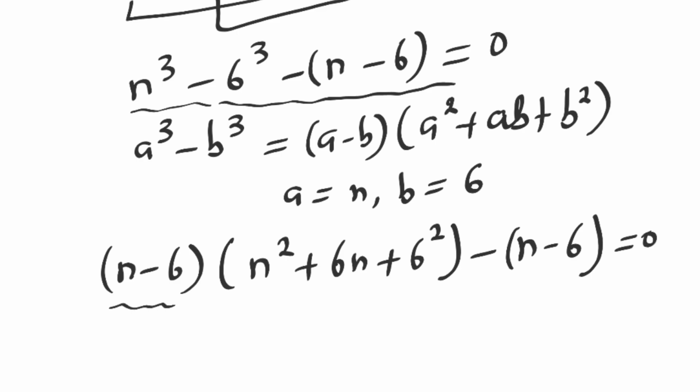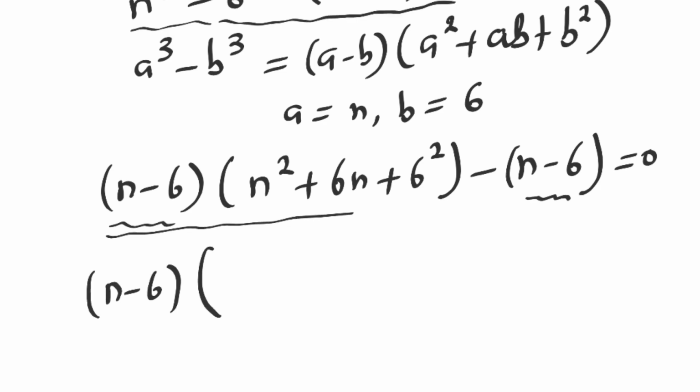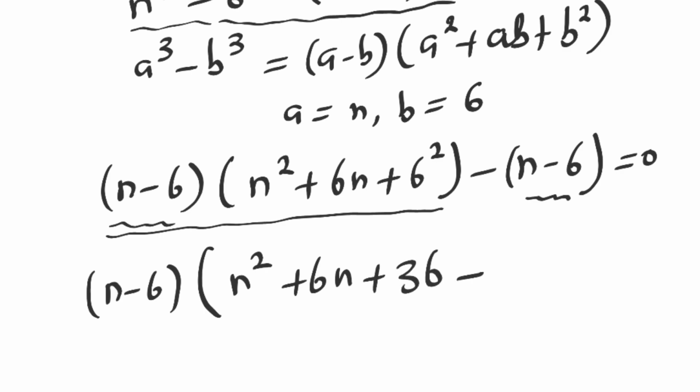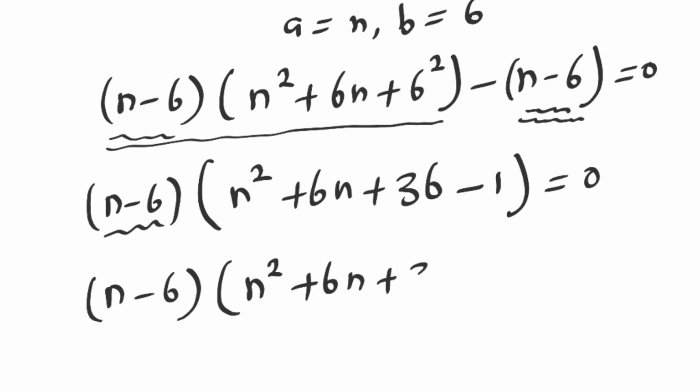n minus 6 is here, n minus 6 is here. Let's factor it out. n minus 6 bracket. If you divide the whole of this equation by n minus 6, this is n square plus 6n plus 6 square, that is 36, minus, if you divide this n minus 6 by this n minus 6, that is 1, is equal to 0. Then n minus 6 bracket n square plus 6n plus 36 minus 1, this is 35, is equal to 0.